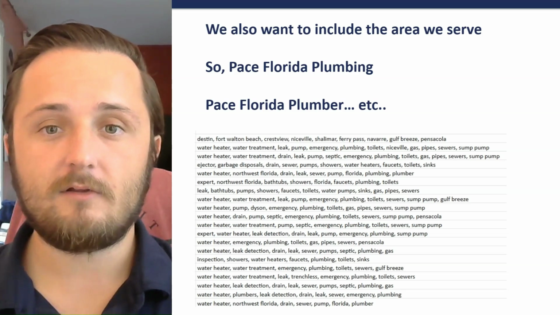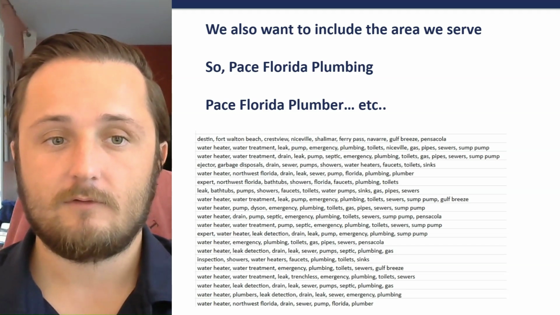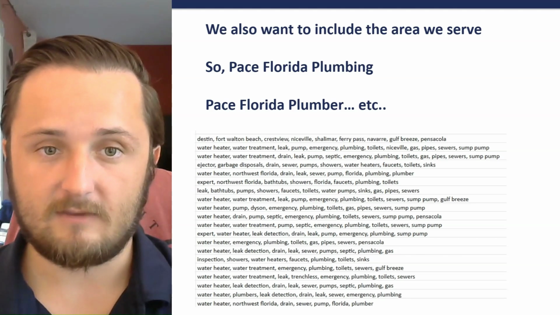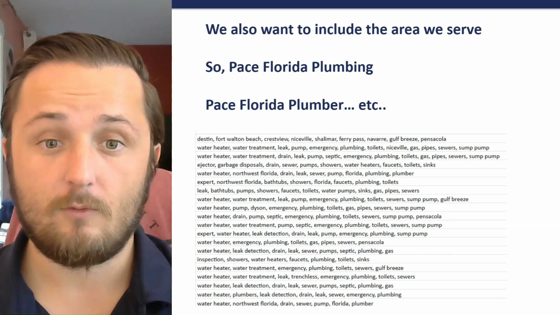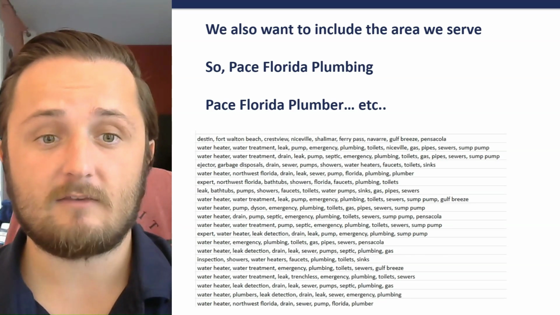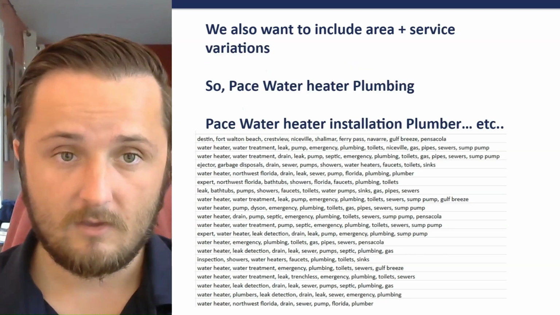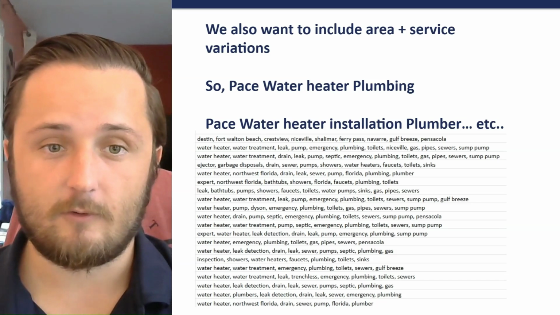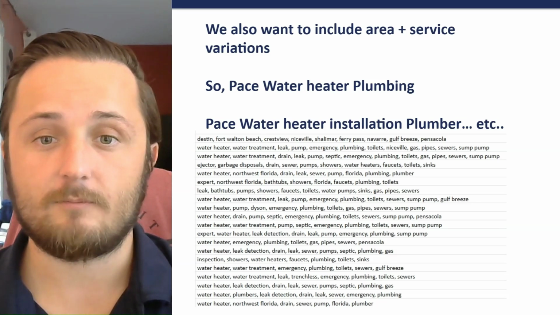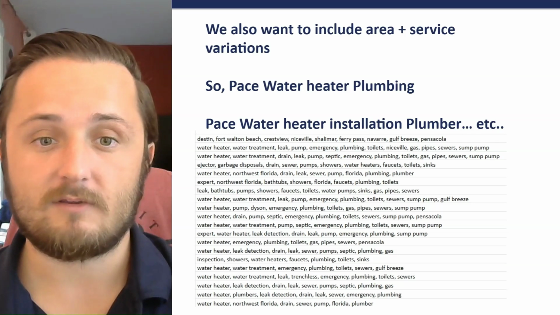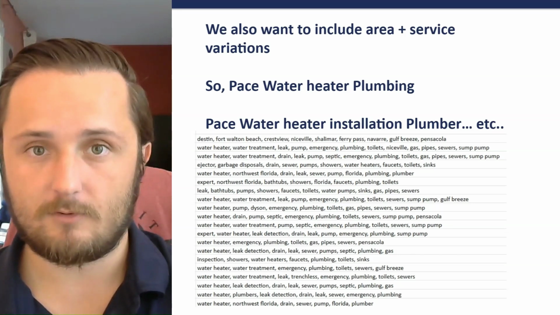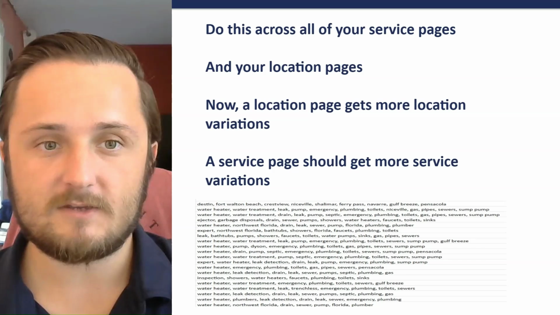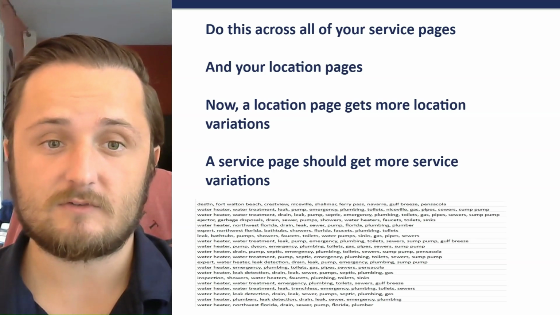Also, we want to include the area we serve. So, a keyword variation of that would be "Pace, Florida plumbing," or another variation is "Pace, Florida plumber." We also include area plus service variations. So "Pace water heater plumbing," "Pace water heater installation plumber," right? Do this across all of your service pages and your location pages.